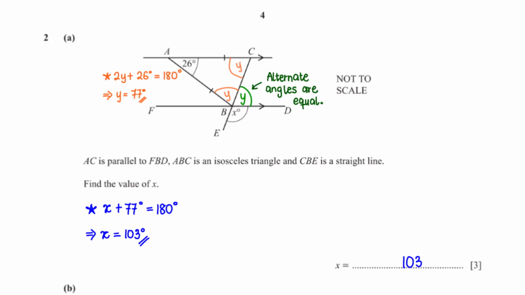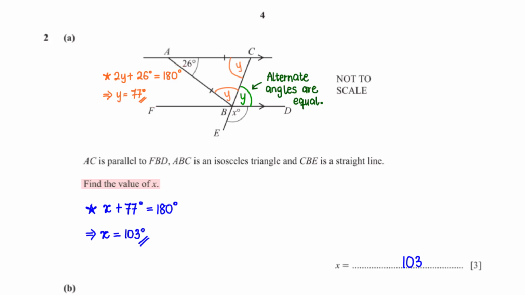AC is parallel to FBD. ABC is an isosceles triangle and CBE is a straight line. Find the value of x. Base angles in an isosceles triangle are equal, and the sum of the angles in triangle ABC must add up to 180 degrees. So we have 2y plus 26 degrees equals 180 degrees. When we make y the subject, we get 77 degrees.